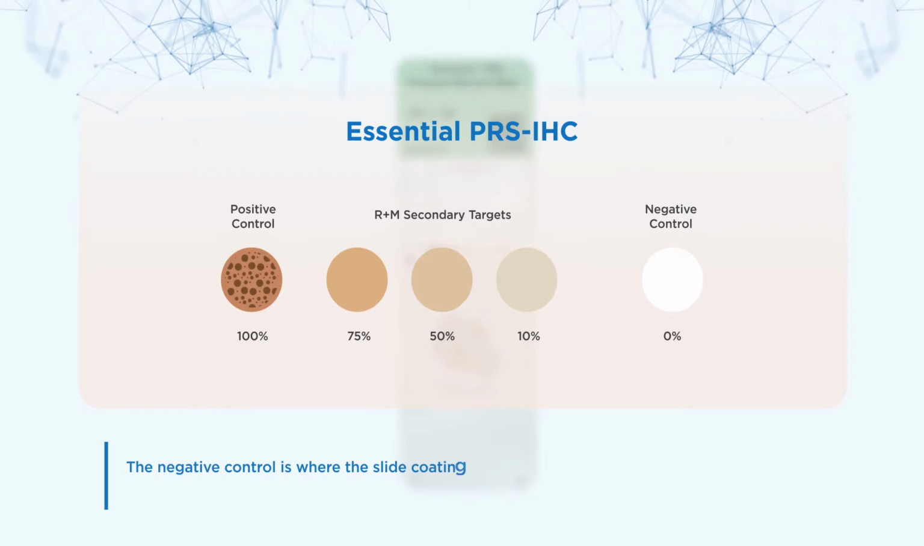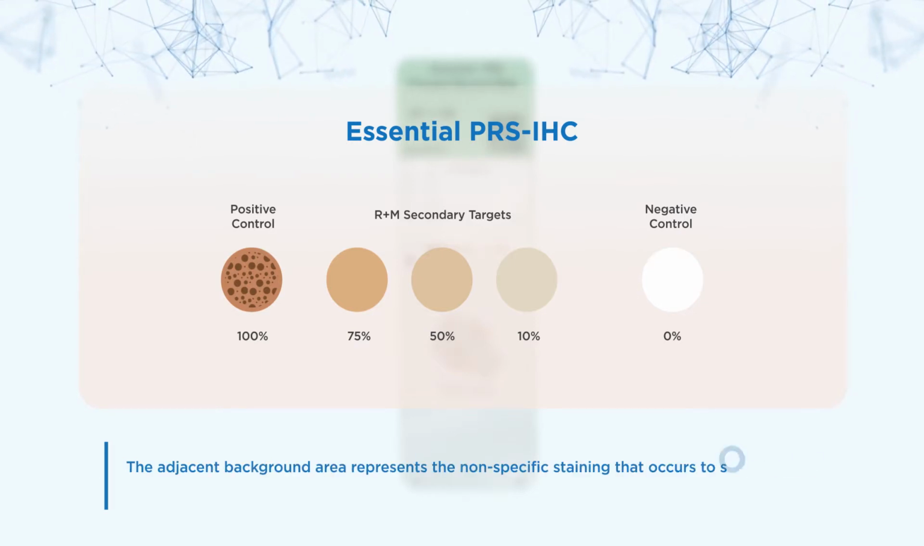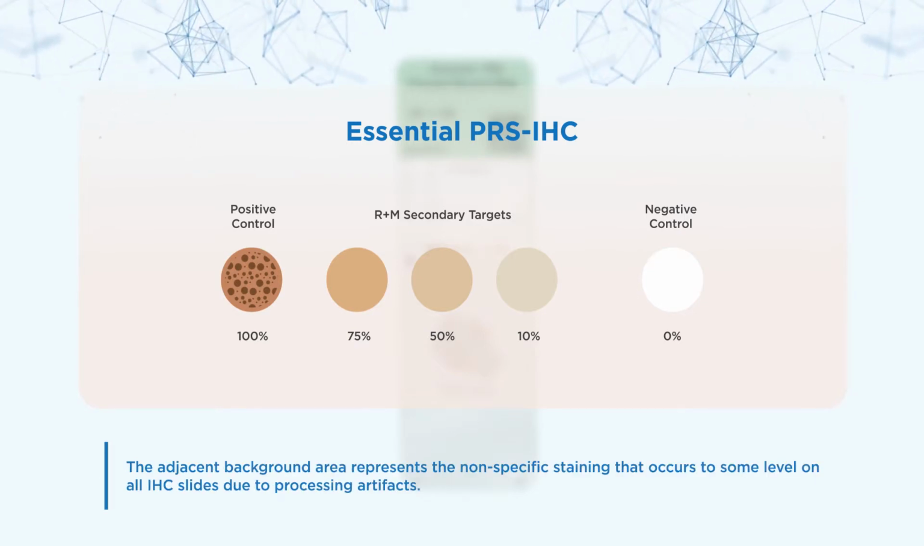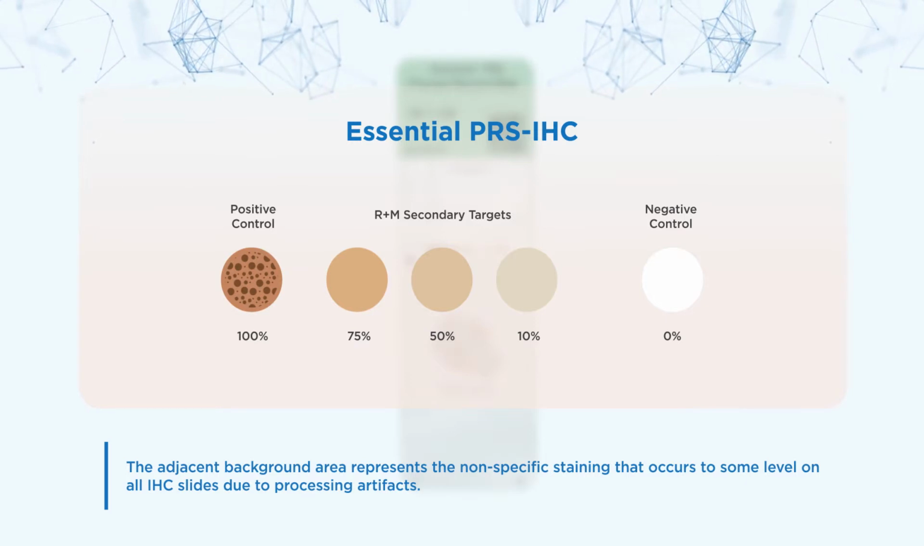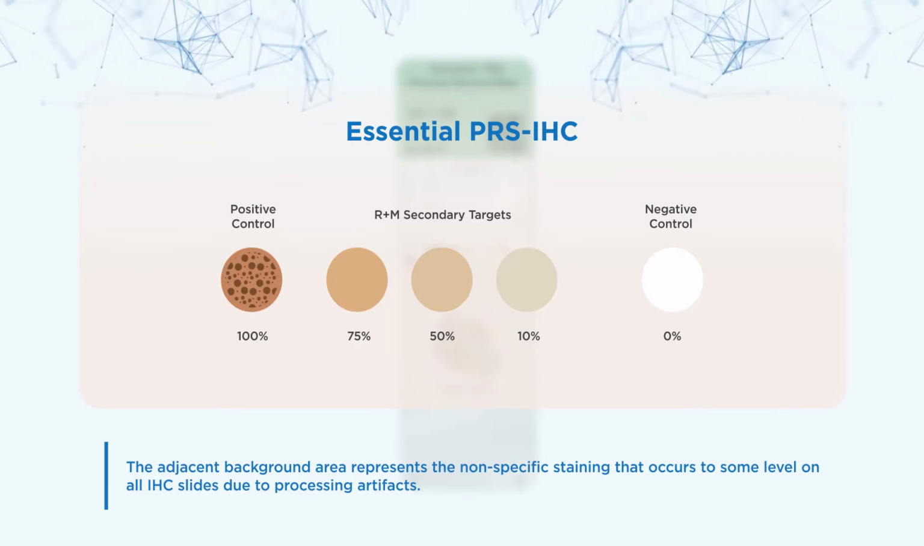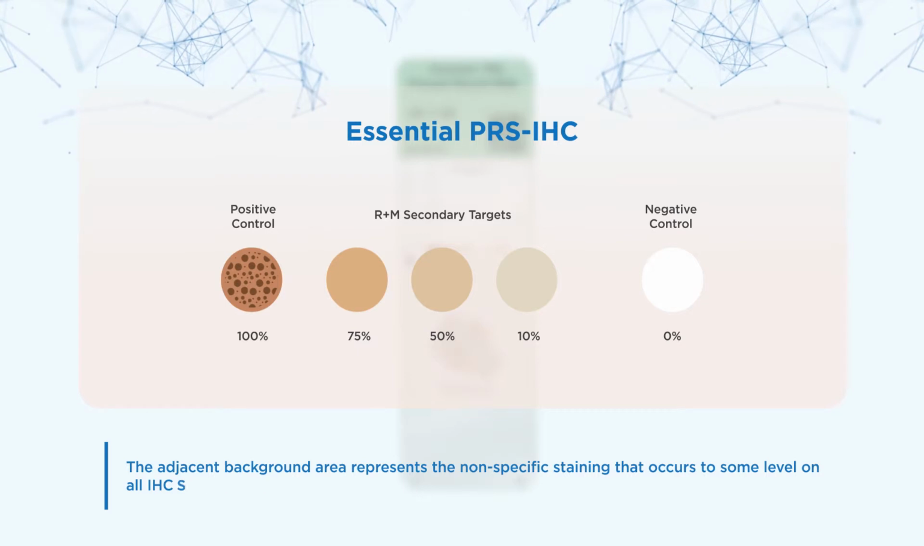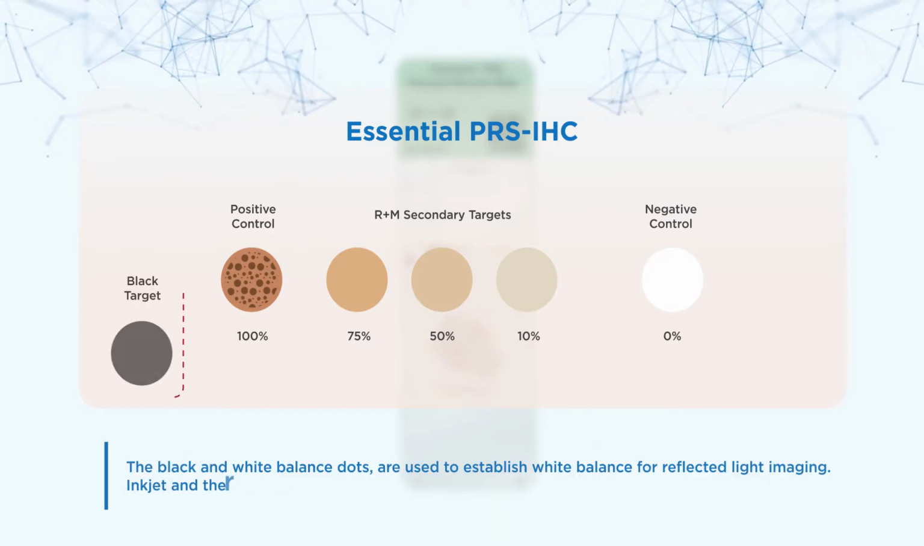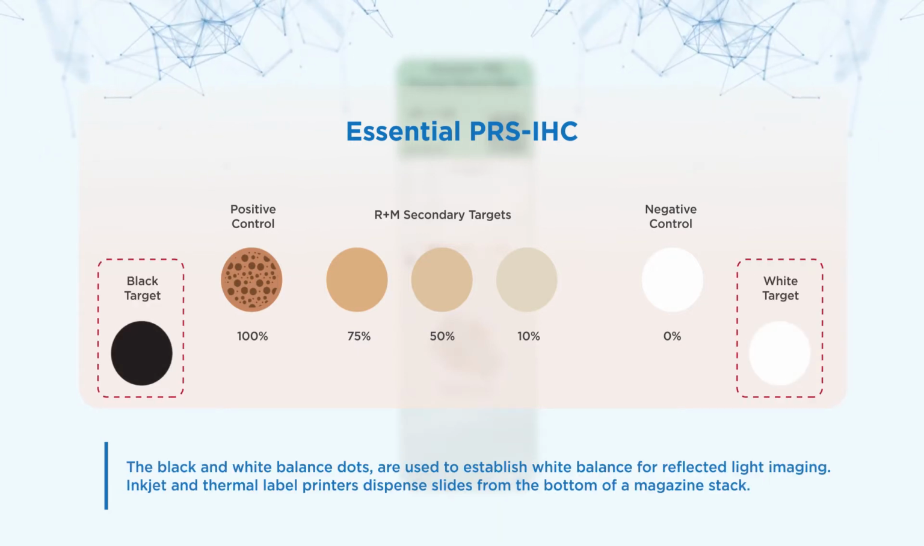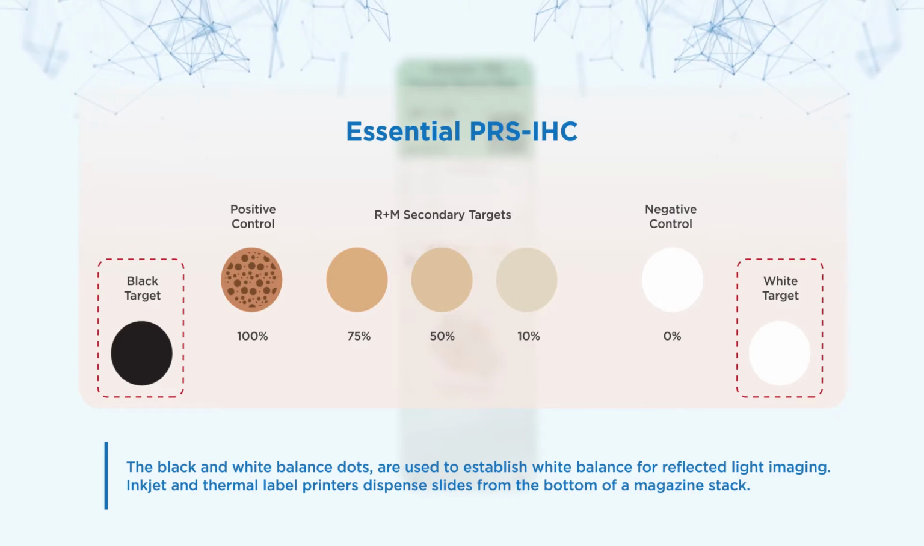The black dot continues to be the perfect black. The adjacent background area represents the non-specific staining that occurs to some level on all IHC slides due to processing artifacts. The black and white balance dots are used to establish white balance for reflected light imaging.